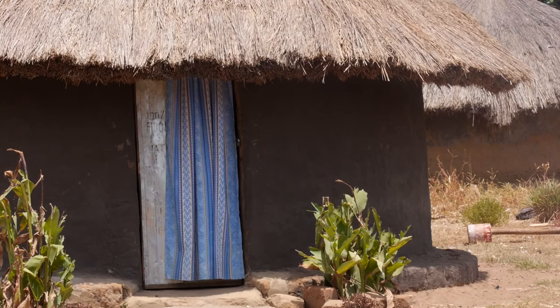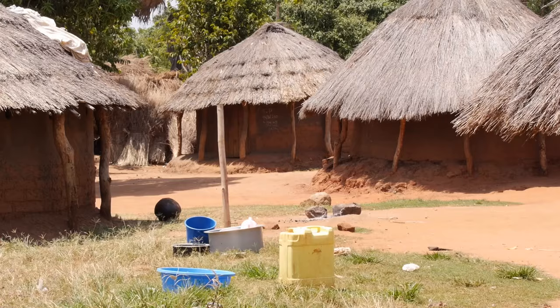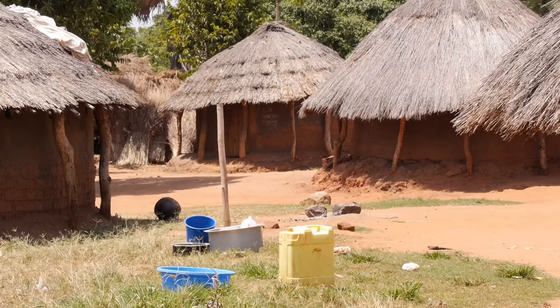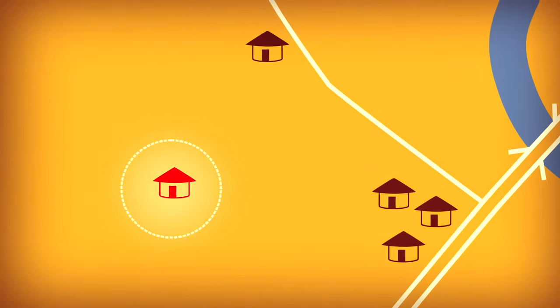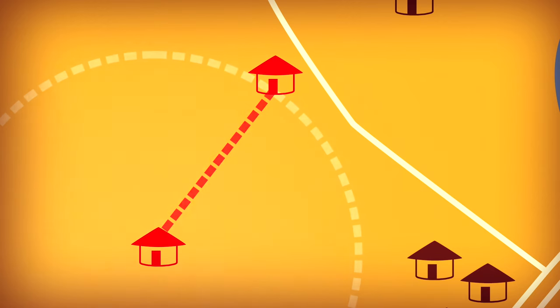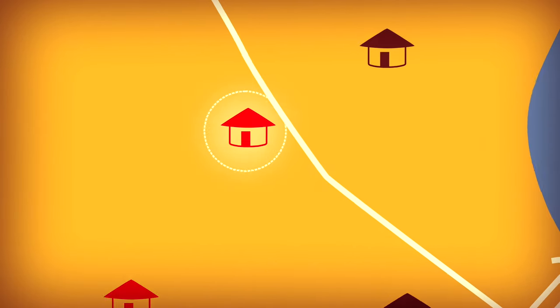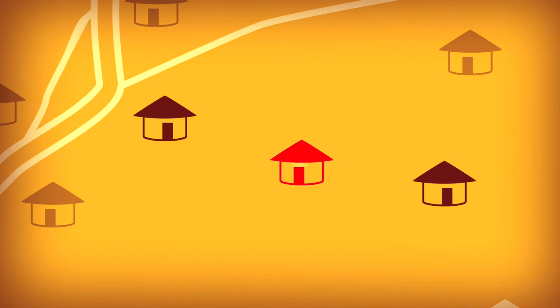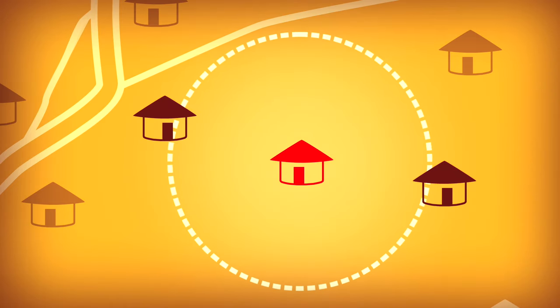If there is no one in the household who qualifies, or there is, but they are absent and more than 30 minutes away, move on to the next nearest house instead. And continue this process until you find someone that you can interview. If two houses are equally close, choose the one with the closest front door.